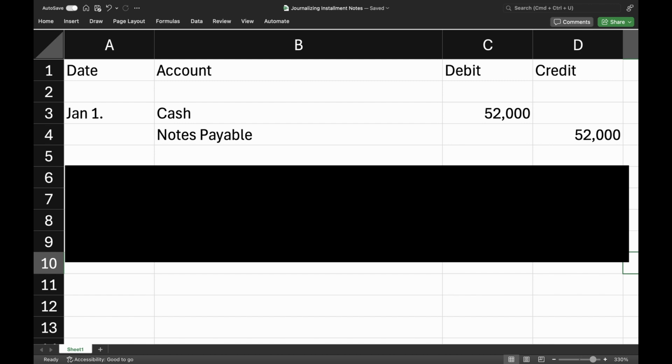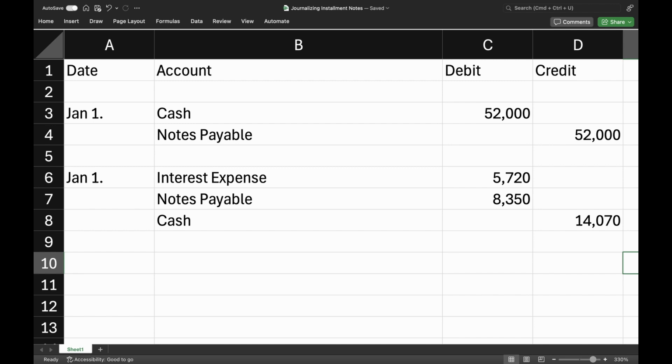Now, how do we journalize the first annual note payment? First, put the date, which again would be January 1st, as these are annual payments. Then put the three accounts being affected, which are the interest expense account, the notes payable account, and the cash account. The interest expense account goes first and the notes payable account goes second, as they are both being debited.